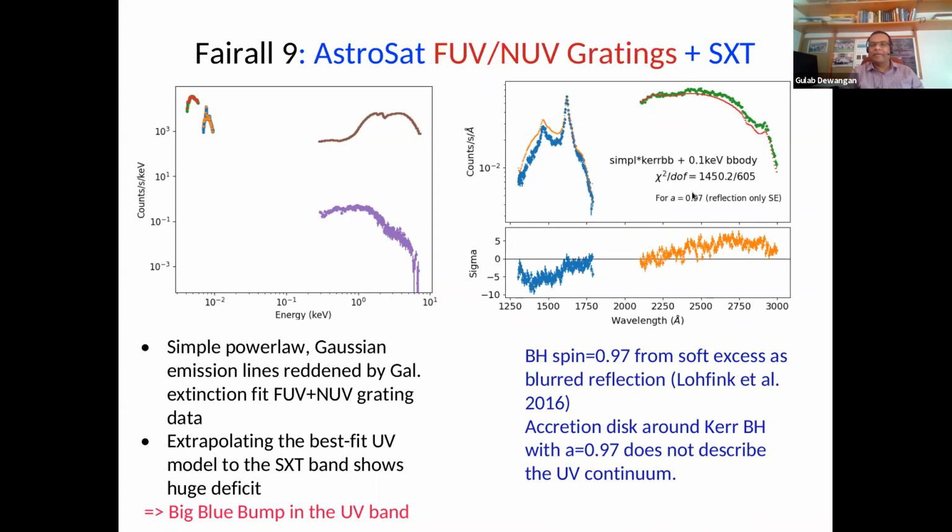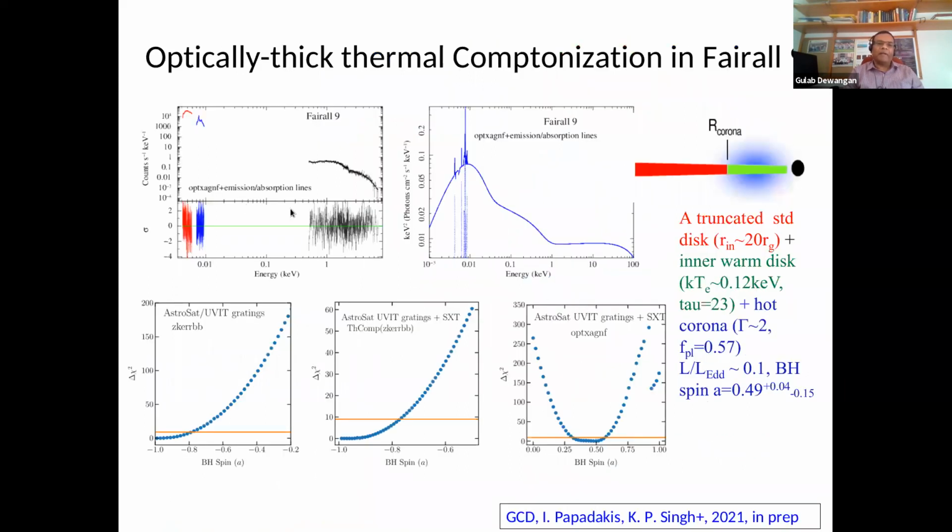And this is what it looks like if you fix the black hole spin. But one can model the entire far UV, near UV and X-ray data with a warm comptonized model, where the accretion disk is truncated at a radius of about 20 Rg, and below that there is a warmer accretion disk, which gives rise to comptonization. Using this kind of model, one can infer a black hole spin of more like 0.5 rather than 0.94. This is one work for which we are still preparing a paper.